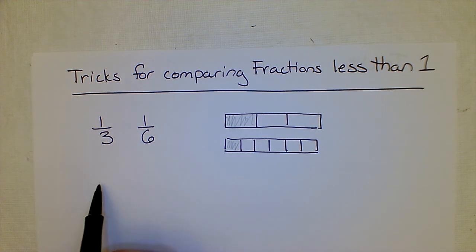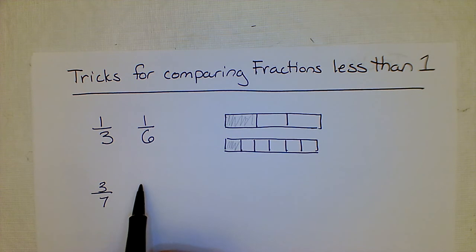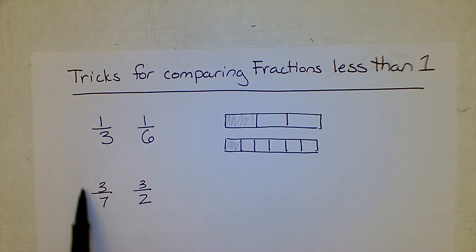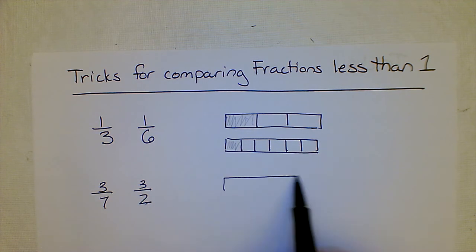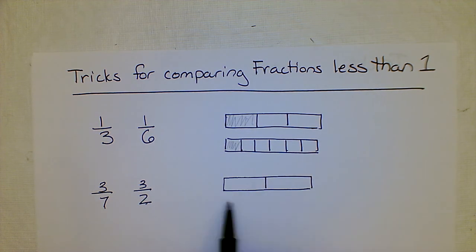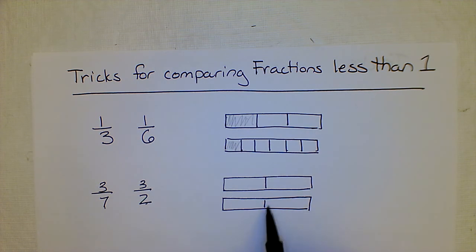Similarly, let's say I had 3 sevenths and 3 halves or seconds. Again, my numerator is the same, they're both 3, so I have 3 pieces. In this case, they're sevenths, and in this case, they're seconds or halves. So these are going to be bigger pieces because if I cut something up into 2 pieces, each piece is a whole lot bigger than if I were cutting it up into sevenths. I did a bad job there, I apologize. They're not going to be really even, but you can still get the idea that they're much smaller.